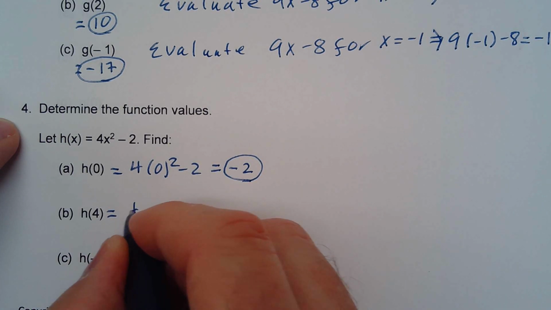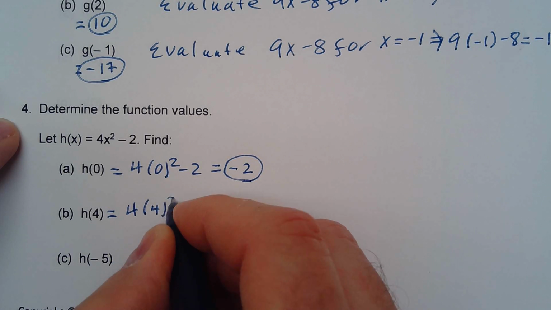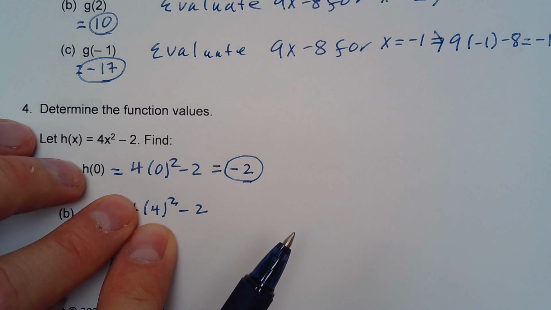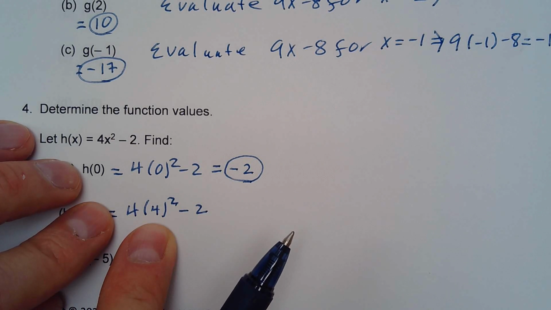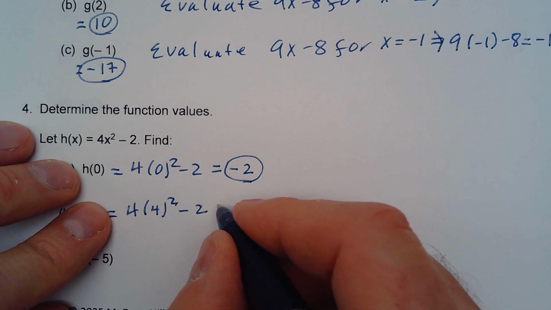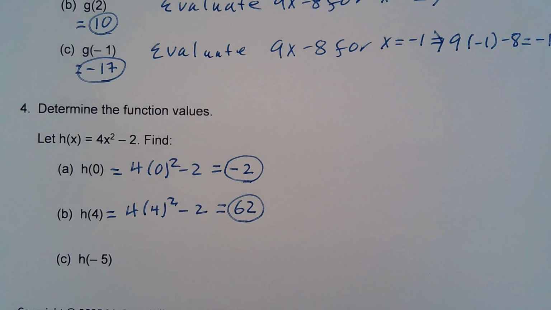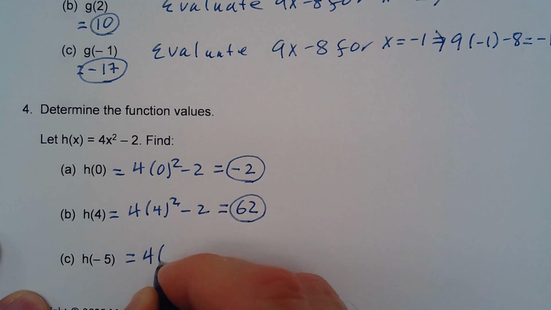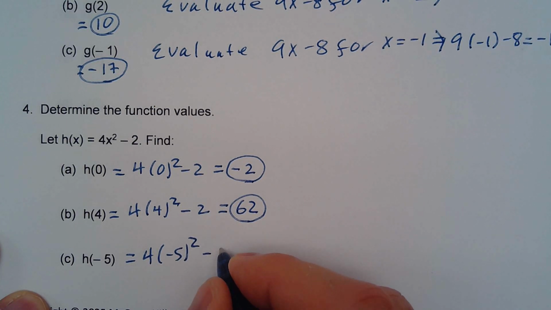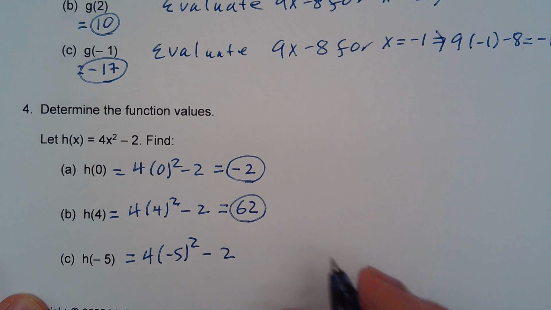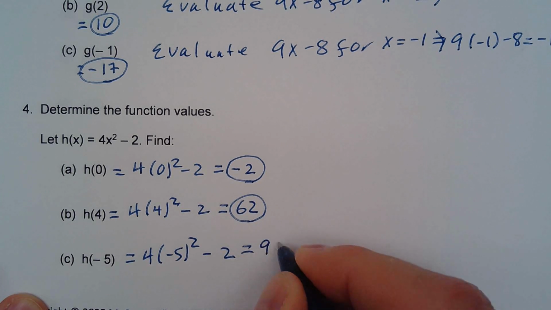Next one would be 4, replacing x by 4. 4 squared is 16. 16 times 4 is 64. Minus 2 is 62. And again, you can also just do it on your calculator like we did before. And this last one, we're going to plug in a -5 for x. So that would be a 25 times 4 is 100. 100 minus 2 is 98.